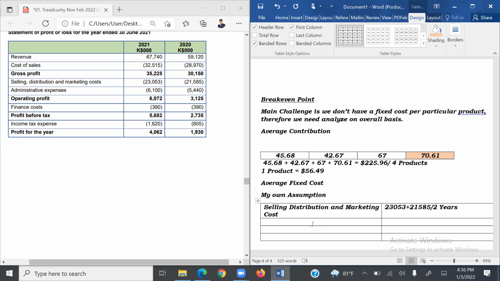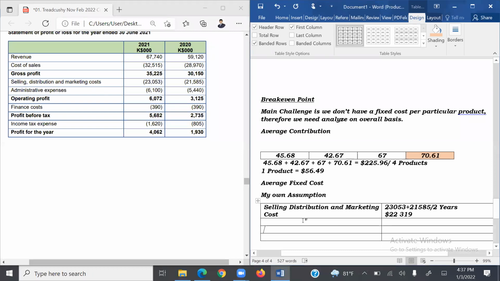Students, I'm waiting for your response. Can you quickly tell me what is the answer? So is it giving you an answer of 33,845? I don't think so, students. It can't be 33 for sure. 23,053 plus 21,585. And you need to get the answer, students. So it is giving you 22,319. That is the correct answer. $22,319.